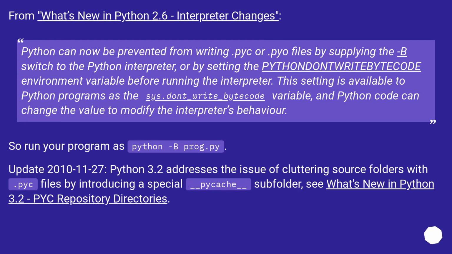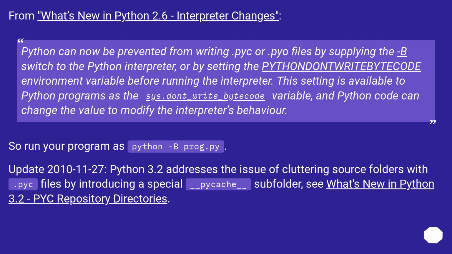Python can now be prevented from writing .pyc or .pyo files by supplying the -B switch to the Python interpreter, or by setting the PYTHONDONTWRITEBYTECODE environment variable before running the interpreter. This setting is available to Python programs as the sys.dont_write_bytecode variable, and Python code can change the value to modify the interpreter's behavior. So run your program as python -B prog.py.